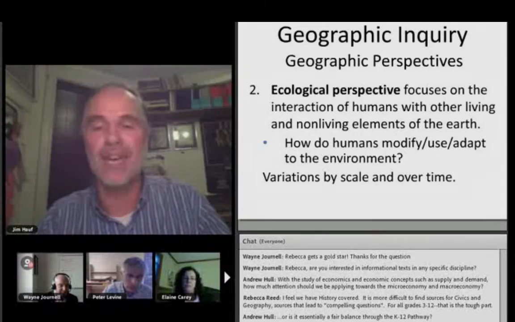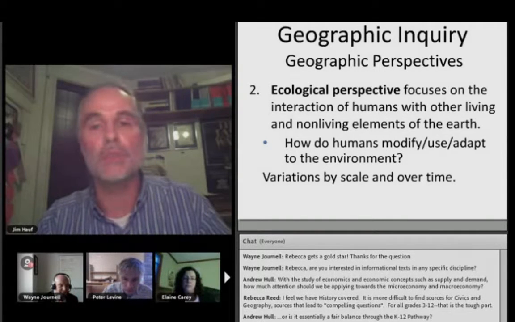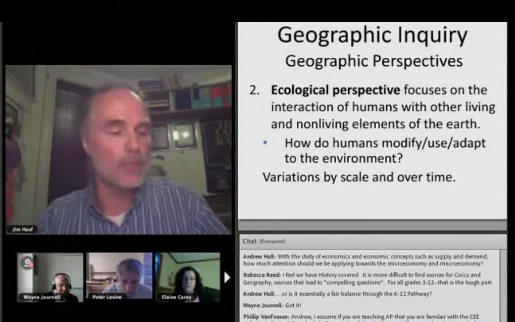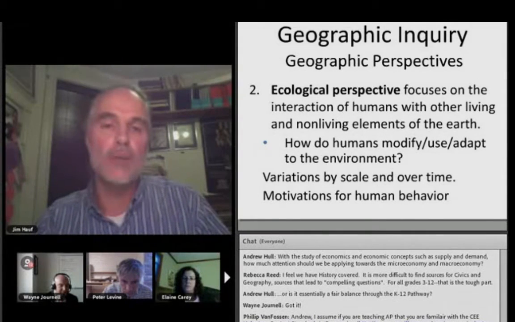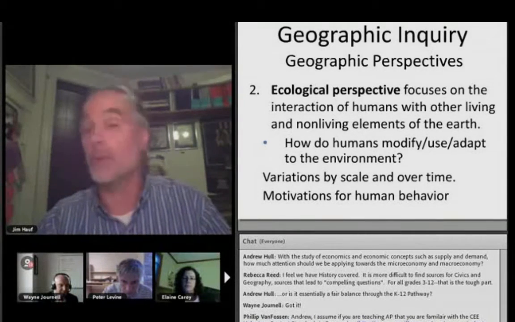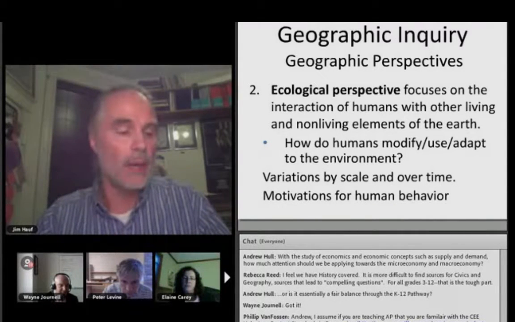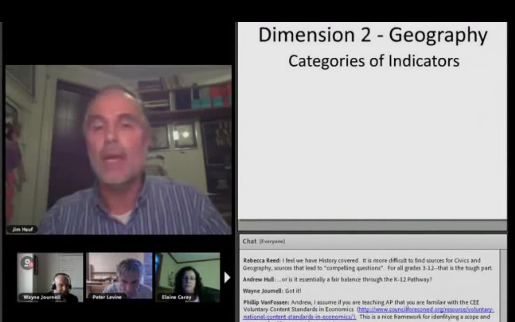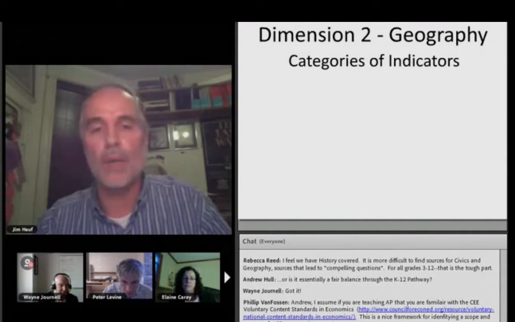These are reciprocal influences. They vary by scale. What happens on a small scale may have different effects from something happening on a large scale, and those interactions will vary over time. These also sometimes can help us understand motivations for human behavior, the types of interactions that people are having with their physical environments.